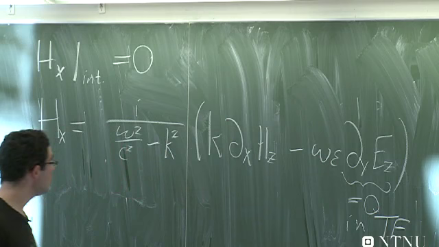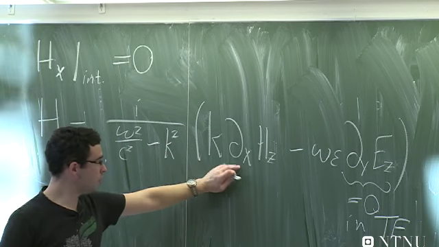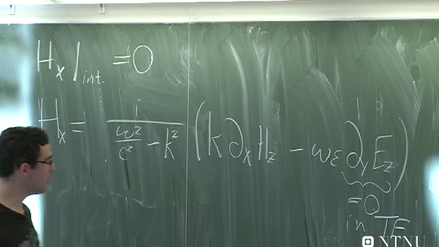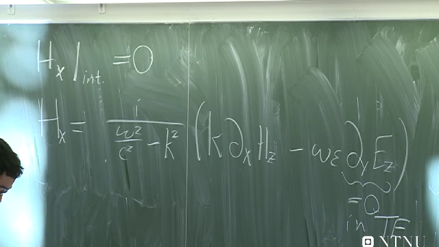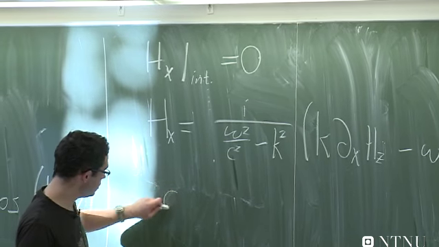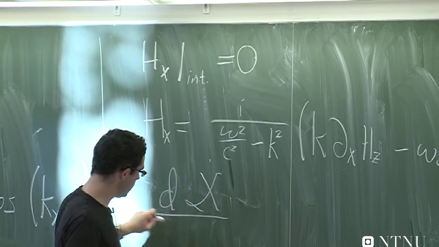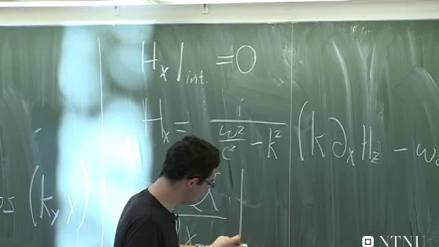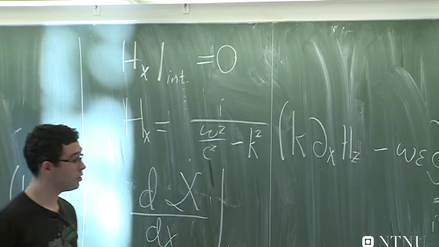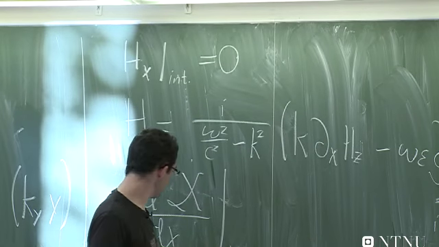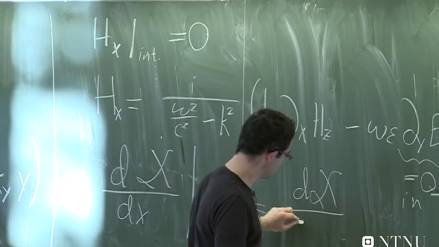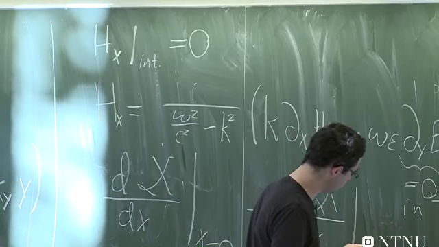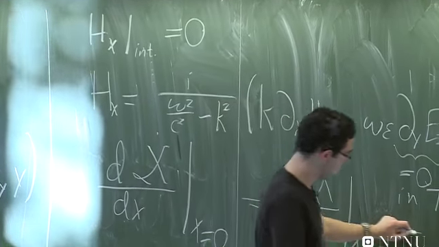Right? Meaning that Hx is simply the normal derivative of Hz. X derivative, sorry. So we have that dX/dx at x equal to 0, that's one of the interfaces, is equal to dX/dx at x equal to a, that's the other interface, is equal to 0.